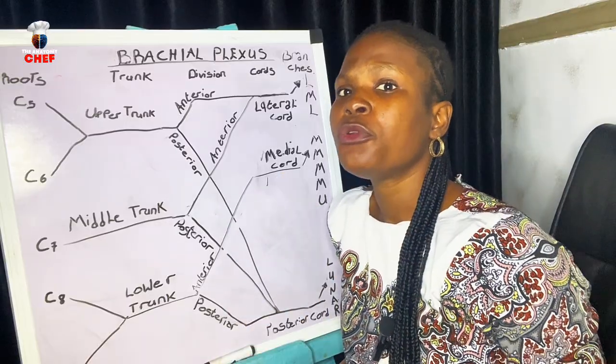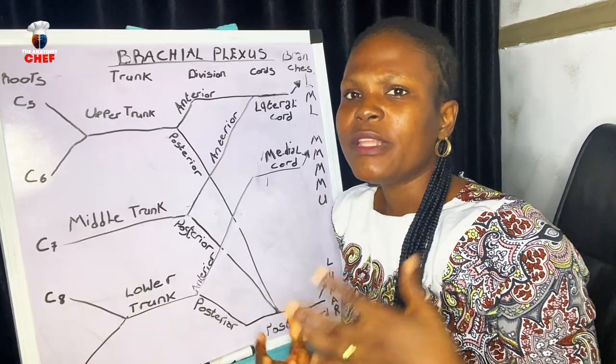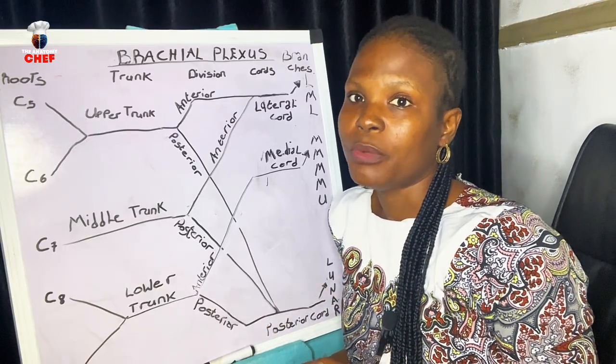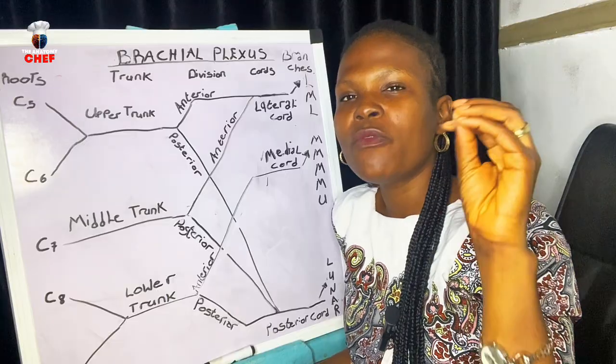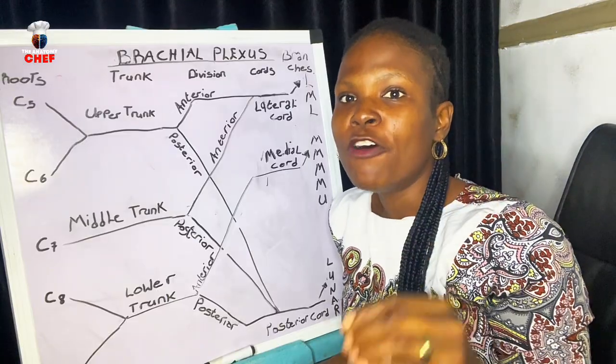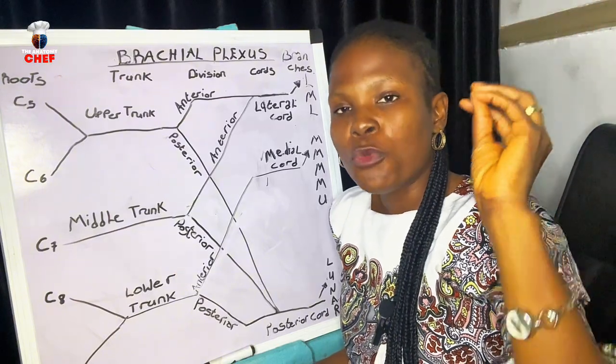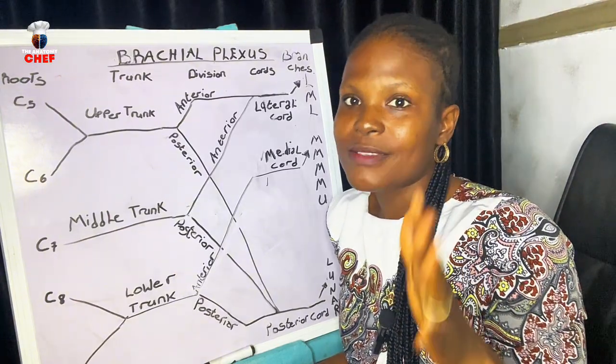In today's video, we're going to start with our roots. Now, what is the root of the brachial plexus? The root of the brachial plexus originates from the 5th cervical vertebrae, and runs to the 1st thoracic vertebrae.